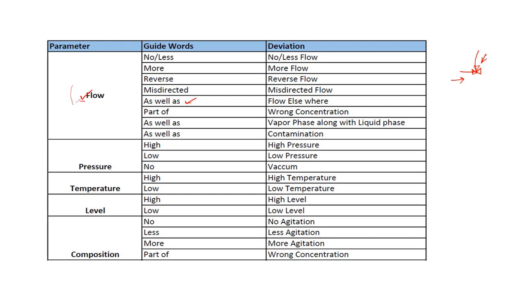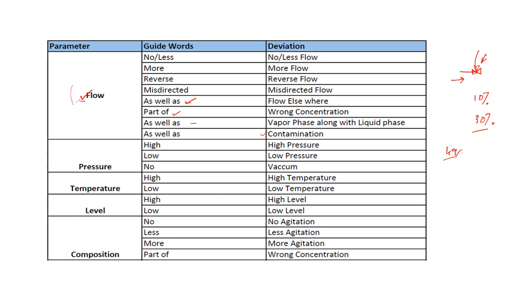Then "part of" means there can be a wrong concentration. So suppose you are expecting around 10% of amine in the aqueous solution, but it increases to 30%. So that is a wrong concentration. So flow, everything is the same. The flow is normal, there is no reverse flow, there is no misdirected flow, but the concentration of the flow is different, right? Same thing may happen when there is a combination of phases. There is a vapor phase along with the liquid phase, or there may be a contamination. So the liquid may contain some solid particles, right?